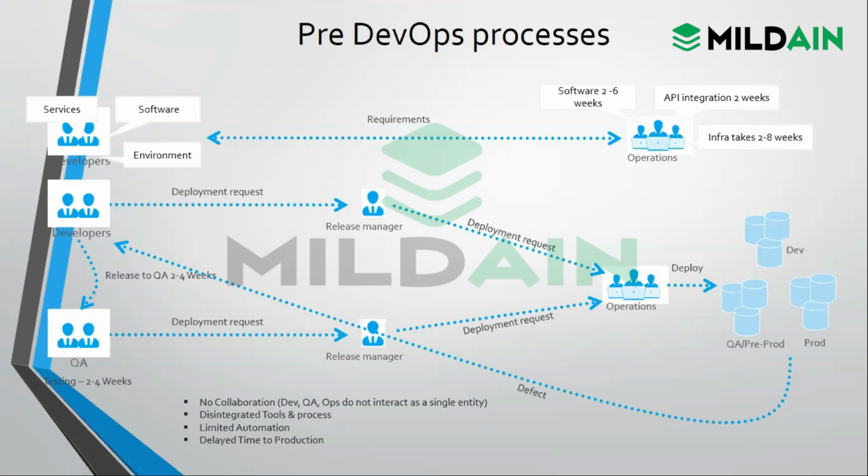Developers are using their own tool, testers are using their own tool, operations are using their own. So there are no integrated tools and processes. Everyone has their own processes, and those processes are not being integrated with each other. Most of the tasks are manual. We have limited automation. Therefore, what is the impact of this? We have a delayed time to production.